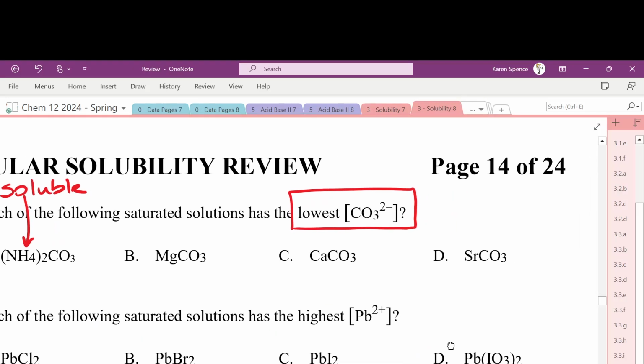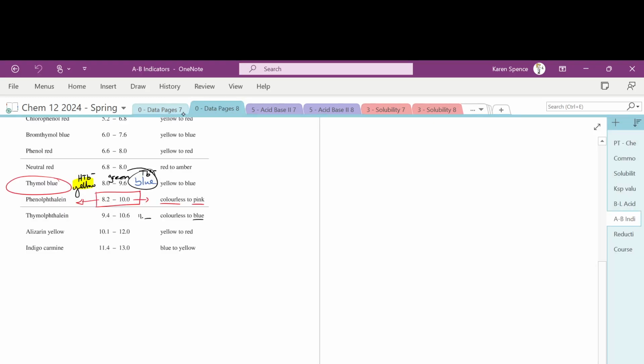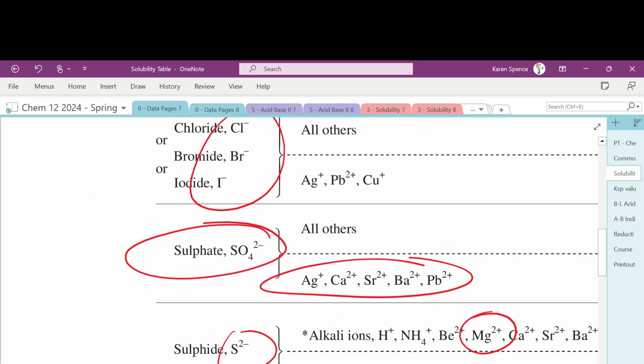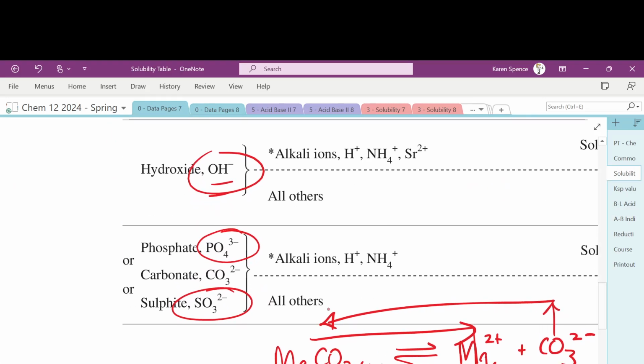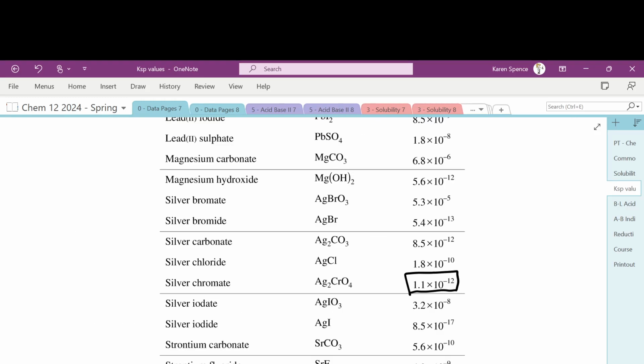And then for the other three, if you look on your table, it's magnesium, calcium, and strontium. Where'd they go with carbonate? Oh, they're all low solubility. So what do you need to look at? You would need to compare their KSP values. So we would look and we would say strontium carbonate is 10 to the negative 10.